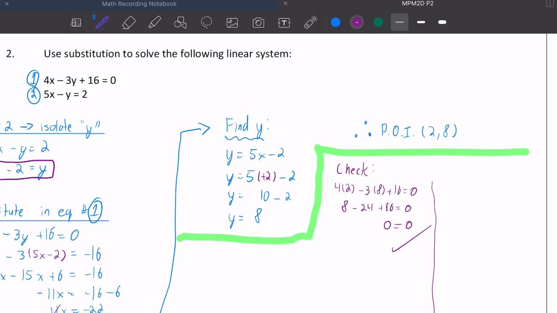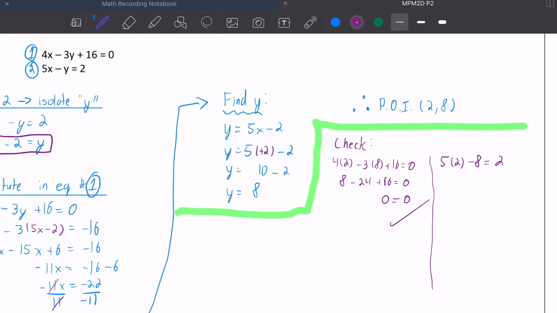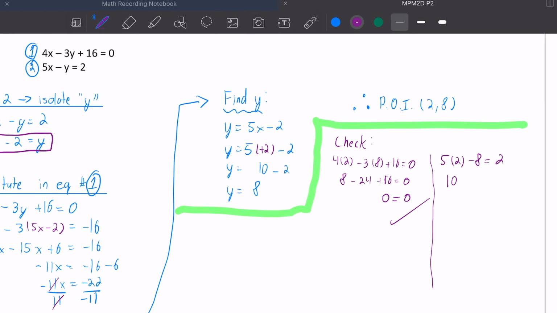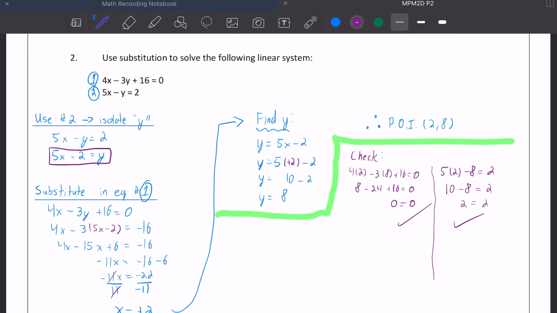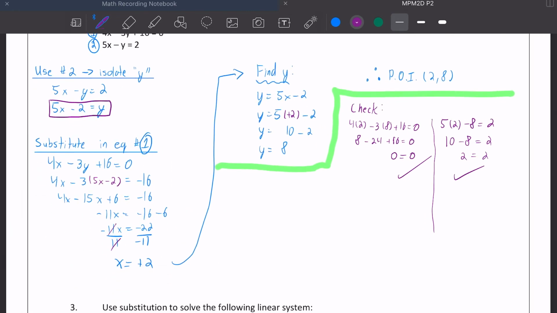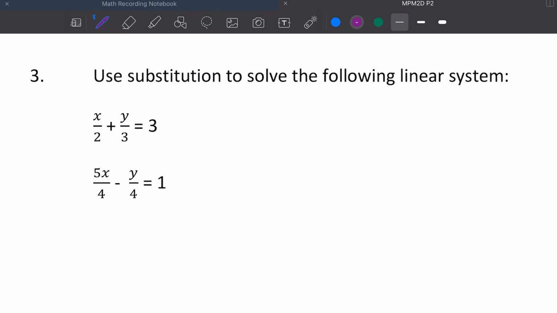We're good. Now let's try the other equation. So we have 5 and 2 minus 8 equals 2. This is using our equation that we have up here. We put the x and y. Then we get 10 minus 8 equals 2. Yep, that does equal 2. Perfect. So that means we did it right. We're all good to go. If the right side and left side for both of them equal the same, we know we did it right. We can just do a big check mark and we're good.